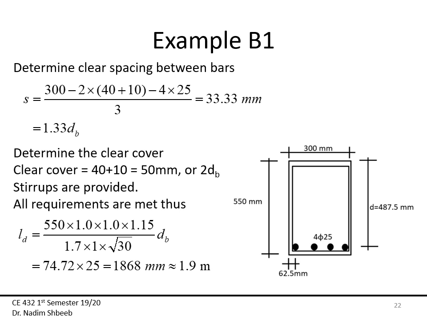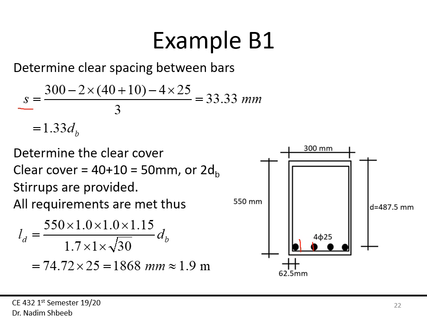Like I said, we had 3 conditions to use. First of all, I have phi 25, so now I have to look at the equation for number 22 and larger. I'd like to calculate the clear spacing between these bars right here.